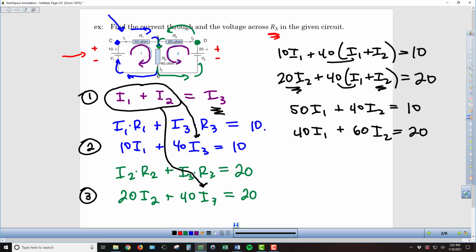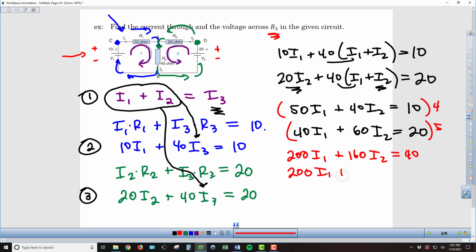And so now we're getting a little bit closer. I'm going to choose to go ahead and eliminate the I1s. So I'm going to multiply this equation here by 4 and then this bottom equation here by 5. So I end up with 200I1 plus 160I2 equals 40. And then for the second equation, I get 200I1 plus 300I2 equals 200. Or sorry, 100.